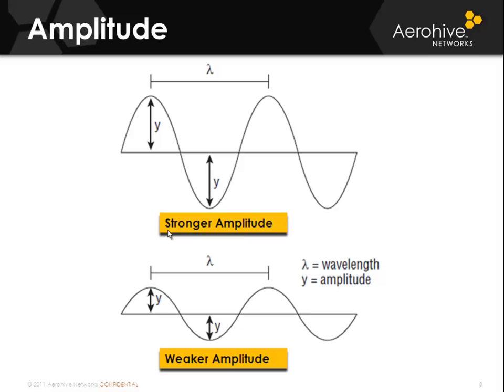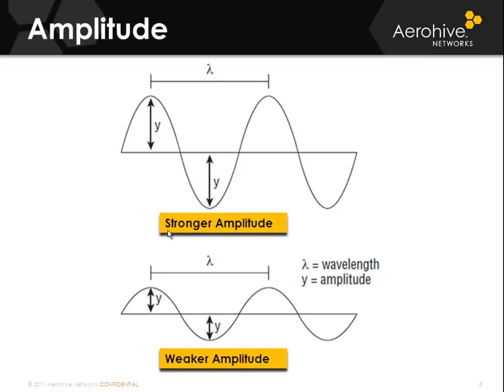Amplitude. Amplitude is simply the strength of the signal. It can be characterized as signal strength or power. When discussing signal strength in a wireless LAN, amplitude is normally referred to as either transmit amplitude or receive amplitude, which would be transmit or receive strength.